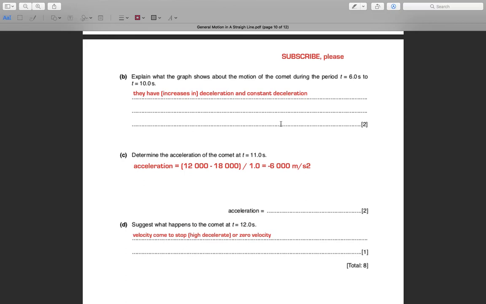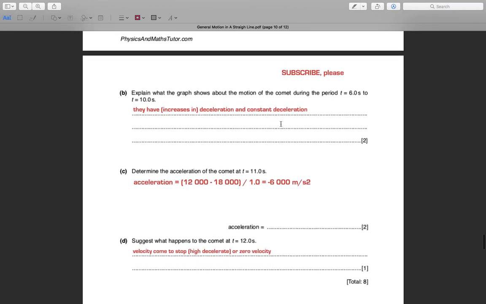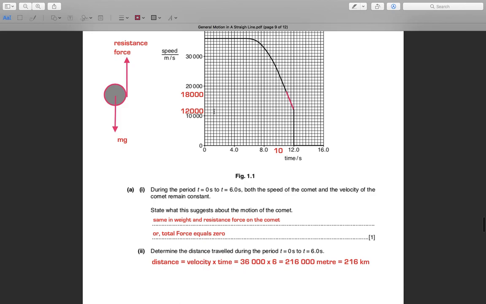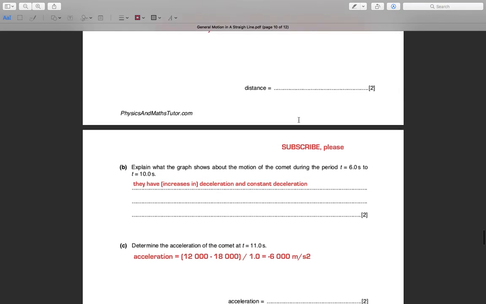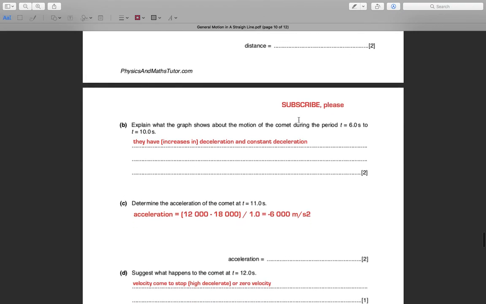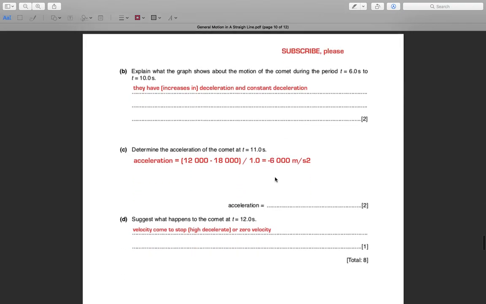Determine the acceleration of the comet at the point 11 seconds. So we can say this is about the gradient. The gradient is 12,000 minus 18,000, I use this line, divided by 1, around 1, because we use 11 to 10. So we get minus 6,000 meters per second squared. So high deceleration.